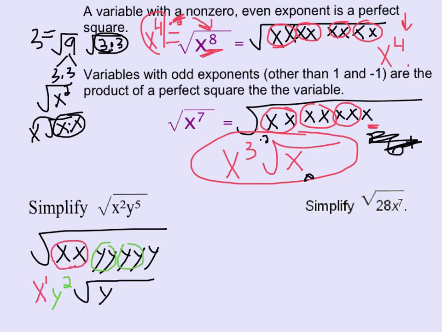Here's what I got. I ended up with 1 pair, because we're counting pairs again, remember. 1 pair of x's and 2 pairs of y's, and then there's 1 y left inside.